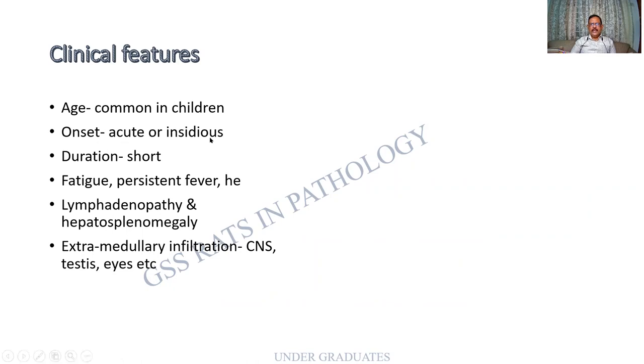The onset is acute or insidious. Insidious means it develops without any pre-warning. The duration is short because the cells are proliferating, and then there will be a compromise in the respiration, in the heart function, etc. There is fatigue, persistent fever, and there can be lymphadenopathy and hepatosplenomegaly. Extramedullary infiltration into the CNS, testes, and eyes can be seen.